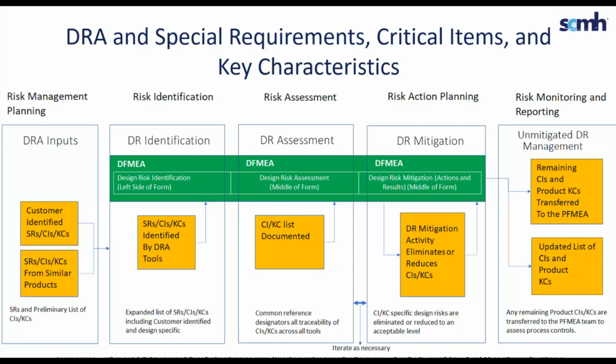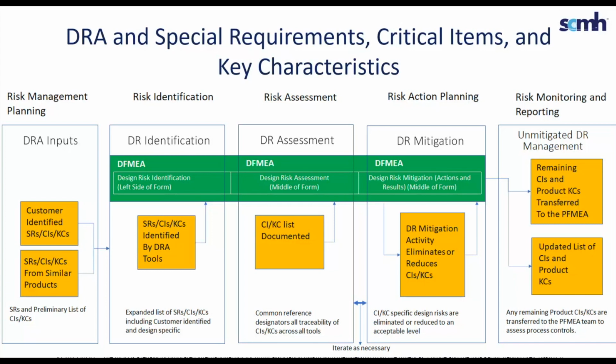Now, during DRA Step 1, all known customer and internal special requirements, CIs and KCs, are identified and become input into the DRA process. In Step 2, the design risk identification tools will identify any additional SRs, CIs, and KCs as the customer and internal ones are cascaded down through the design, and the applied DRA tools identify areas where, if unmitigated, the design risk will require specific actions to manage over the product lifecycle.